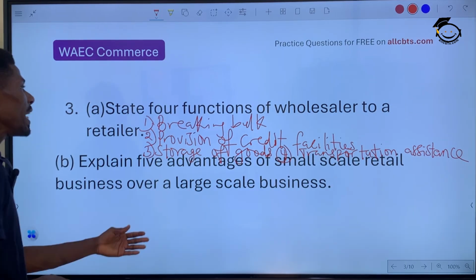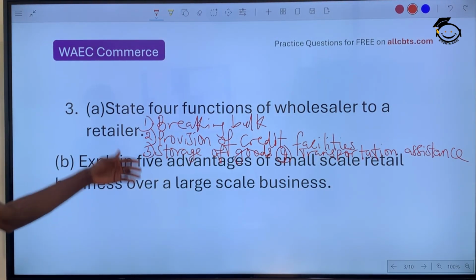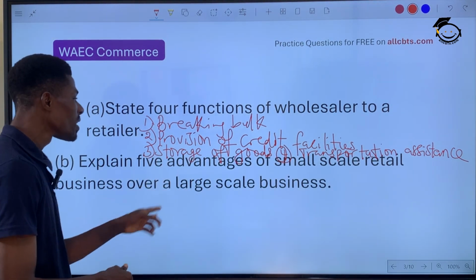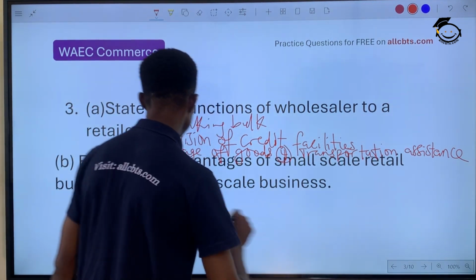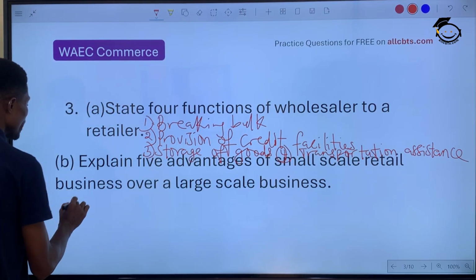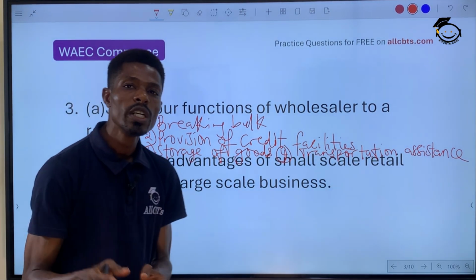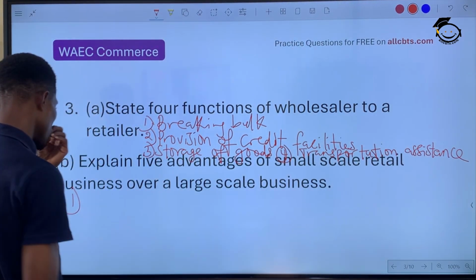Now, let's explain 5 advantages of small scale retail business over large scale business. So what are the 5 advantages? We take some of them. Then I'll give you an assignment to go and look for the others.